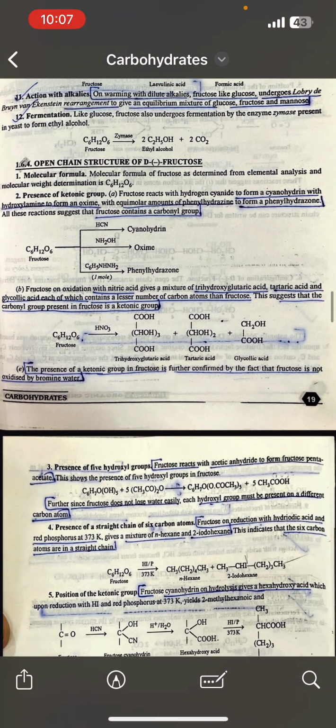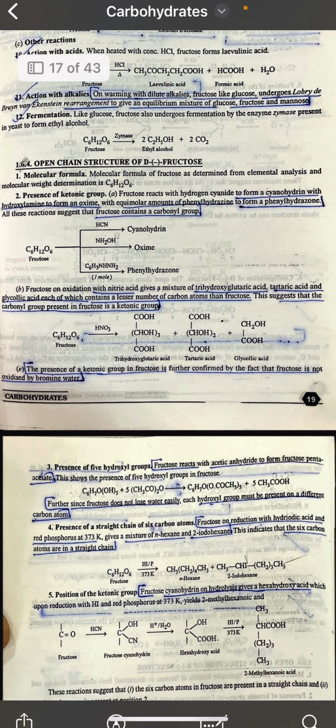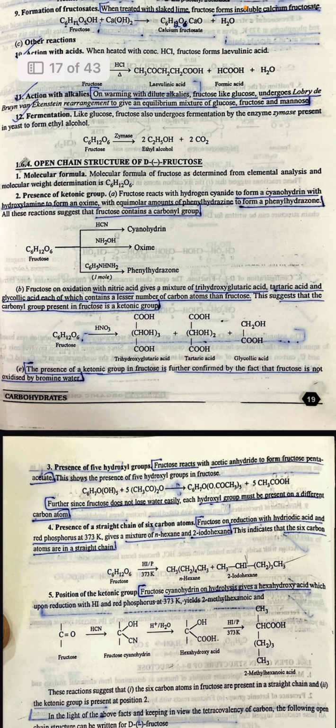Open chain structure of fructose. Molecular formula: the molecular formula of fructose as determined from elemental analysis is C6H12O6, and the presence of a ketonic group. Fructose reacts with hydrogen cyanide to form a cyanohydrin, with hydroxylamine to form an oxime, and with equivalent amounts of phenylhydrazine to form a phenylhydrazone. All these reactions suggest that fructose contains a carbonyl group.